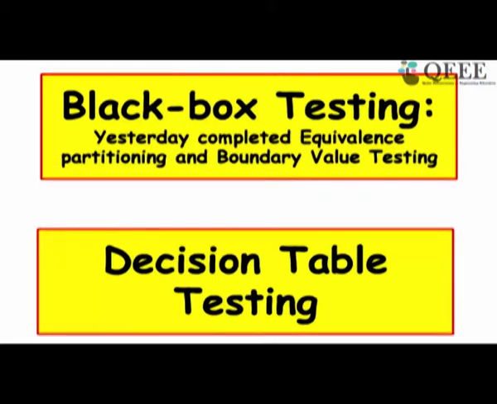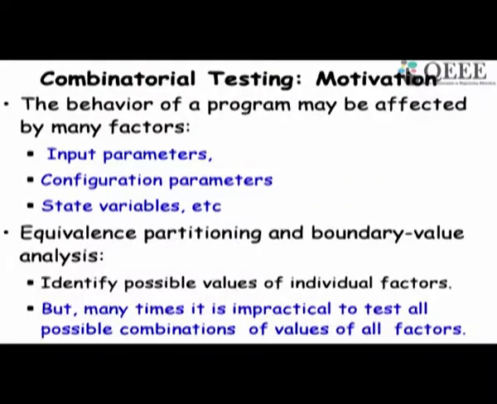Now today let's look at another black box testing technique, which is decision table testing. The technique decision table, and today we'll look at some other techniques. These come under combinatorial testing. These are black box test techniques, and the main motivation here is that the behavior of the program is affected by many factors.